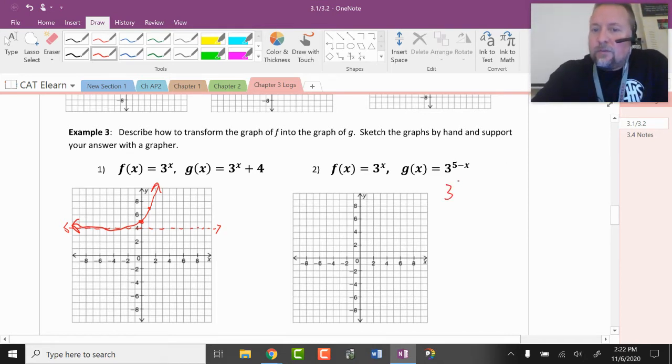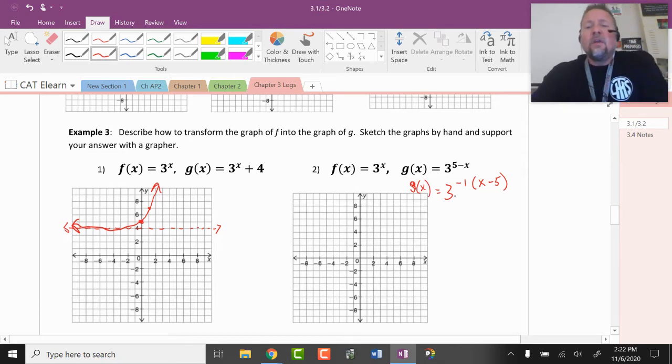And then 3 to the, you got to pull out a -1, and then it's x minus 5. So this actually goes 5 to the left, and it is a y-axis reflection. Or you can think of 3 to the negative first again as 1/3. So where does (0, 1) end up?